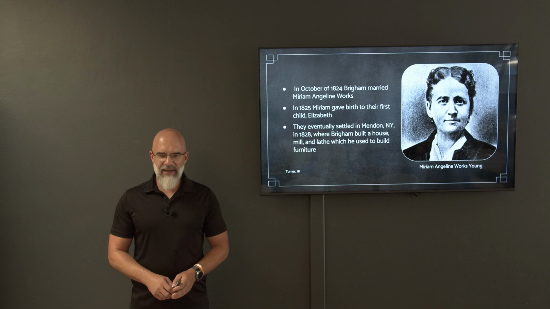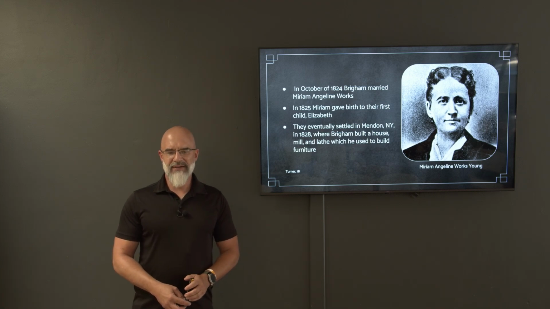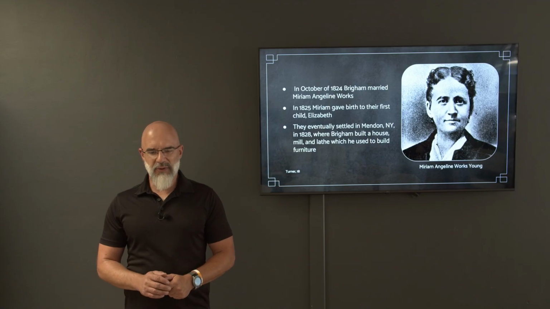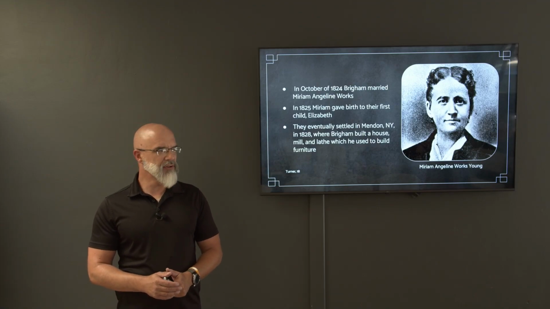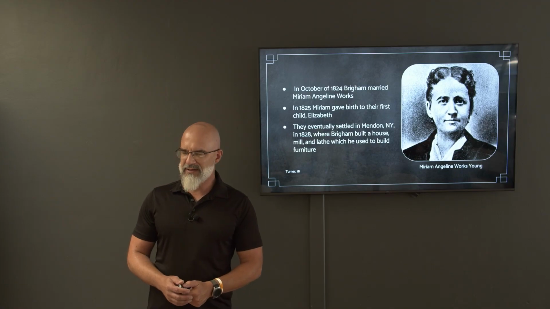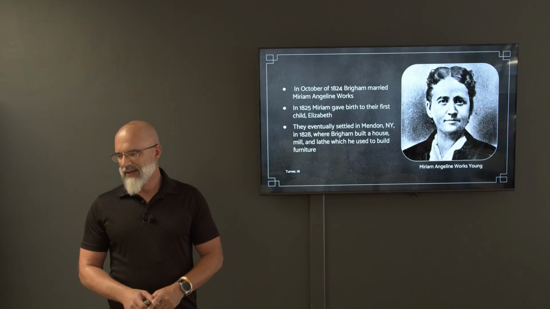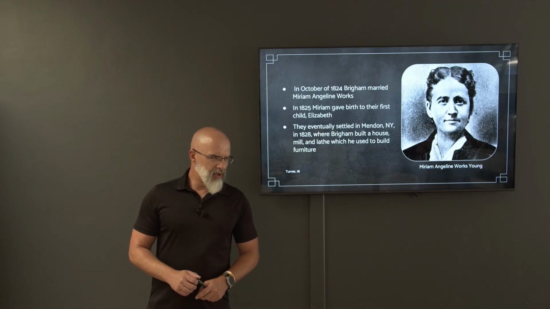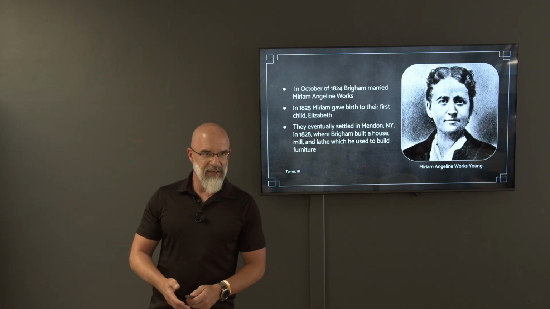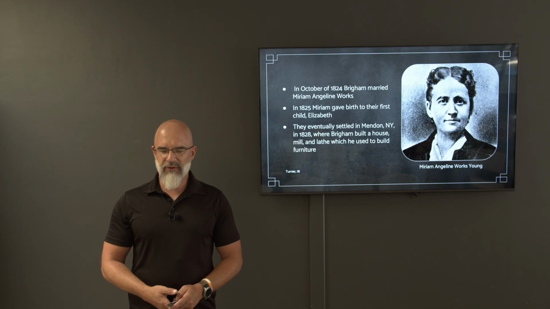Then in October of 1824, he met and married Miriam Angeline Works. And in 1825, she gave birth to their first child, a daughter named Elizabeth, and they eventually settled in Mendon, New York in 1828, where his dad had also bought some property. They had a stream that he used to power a lathe that he built, which he used to build furniture.